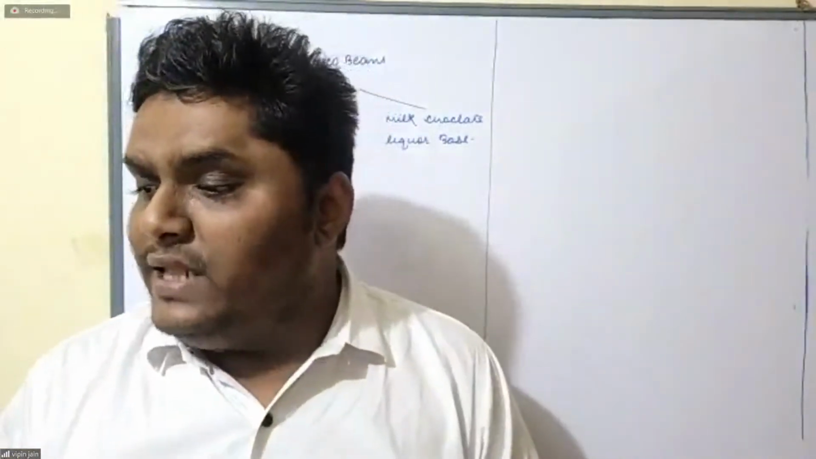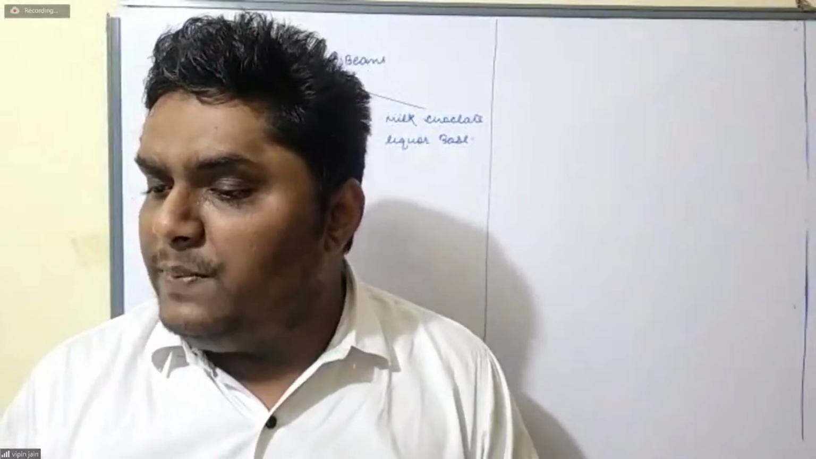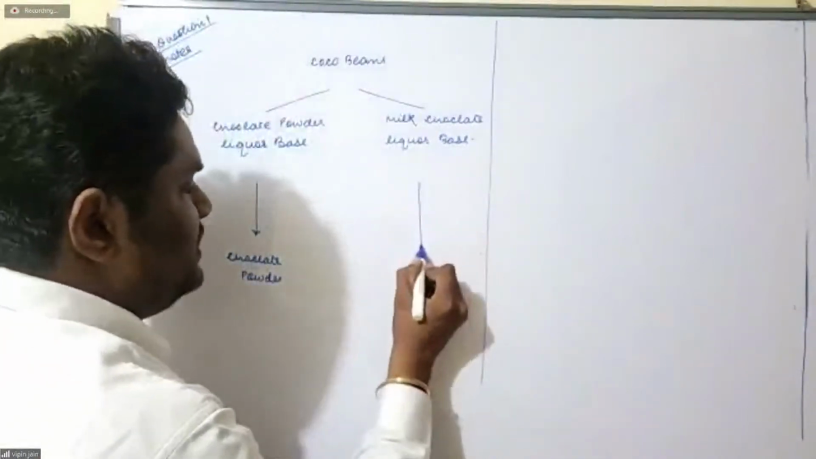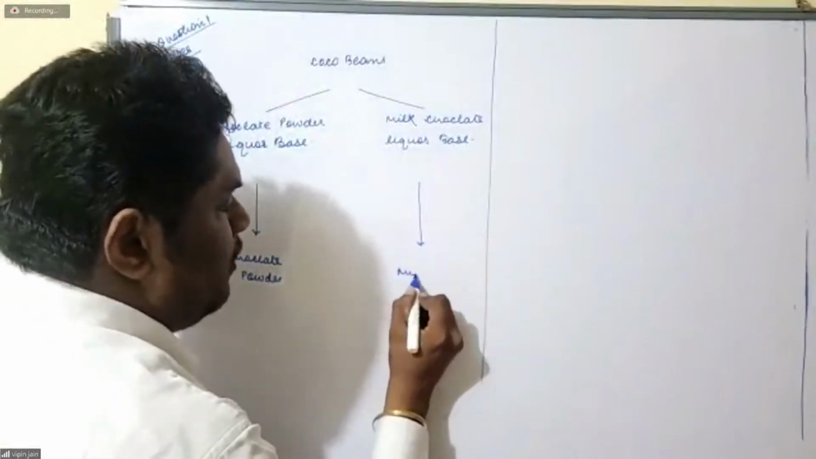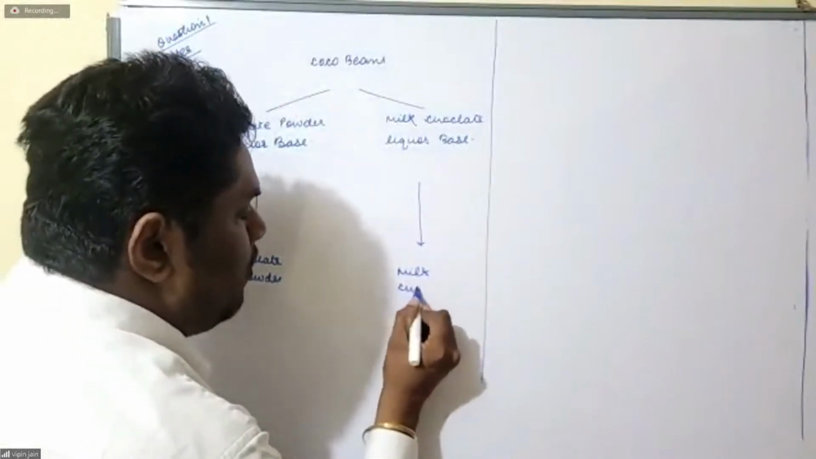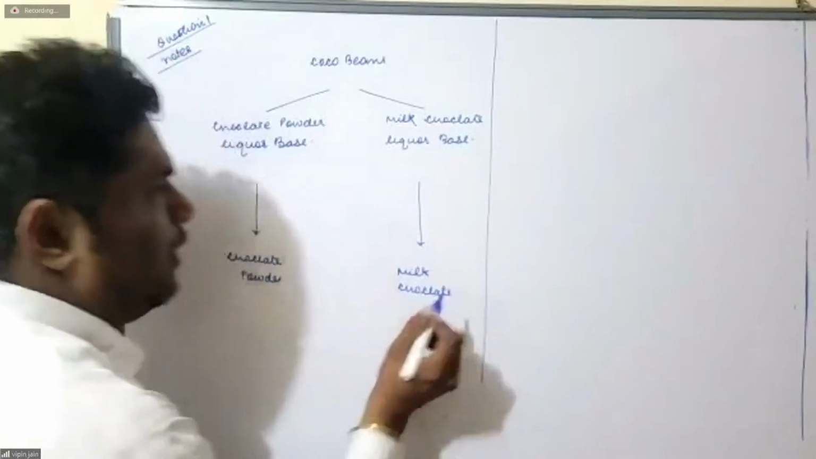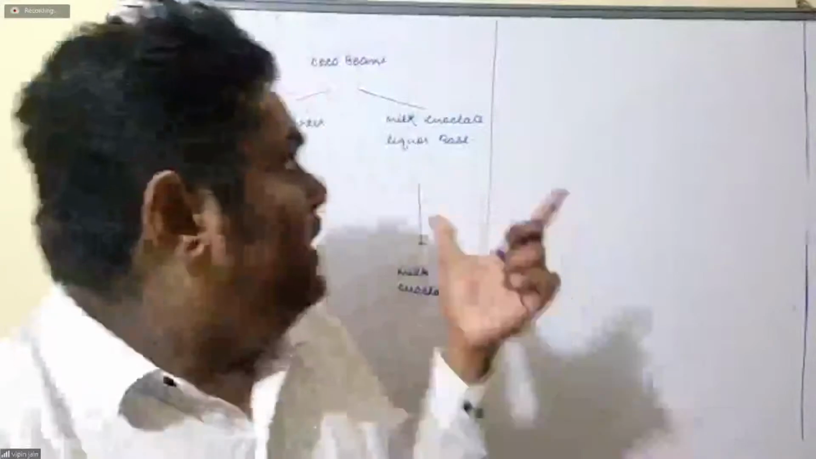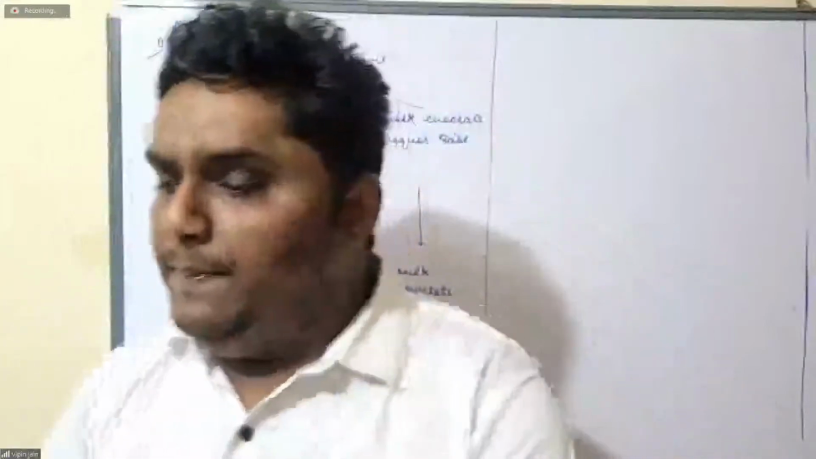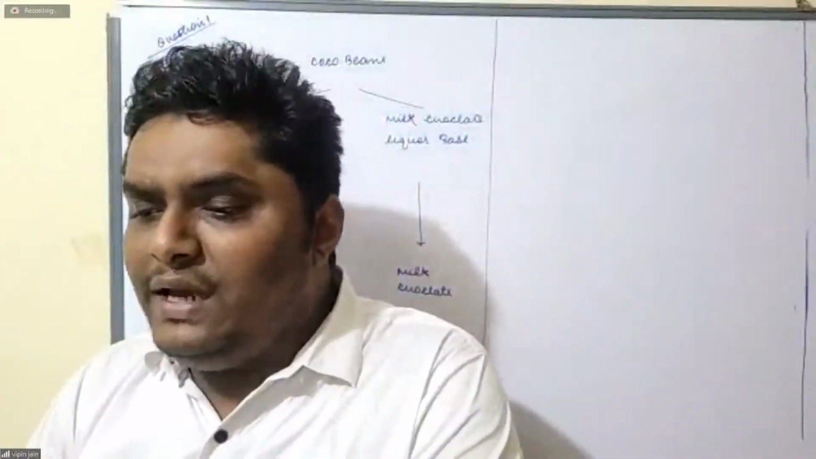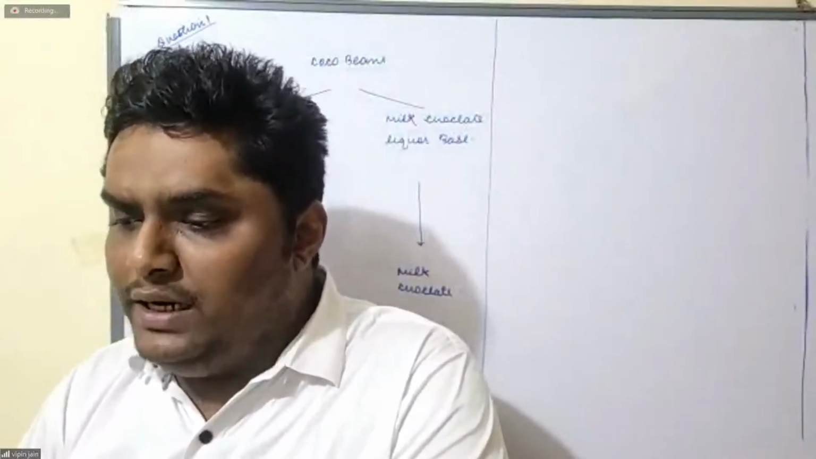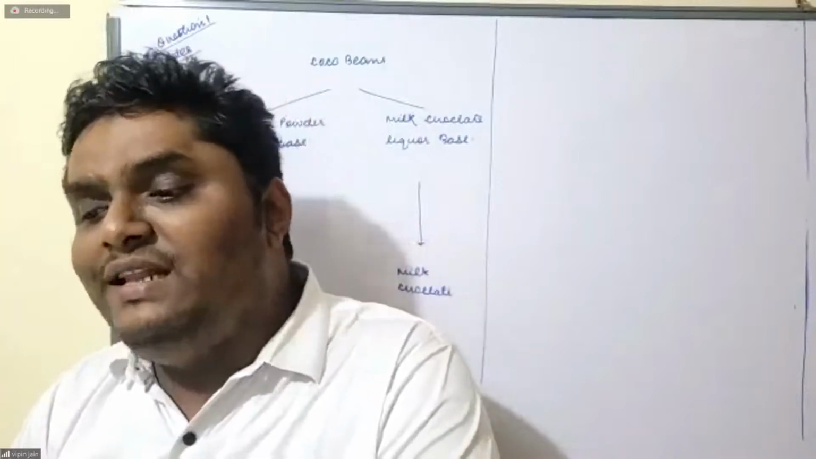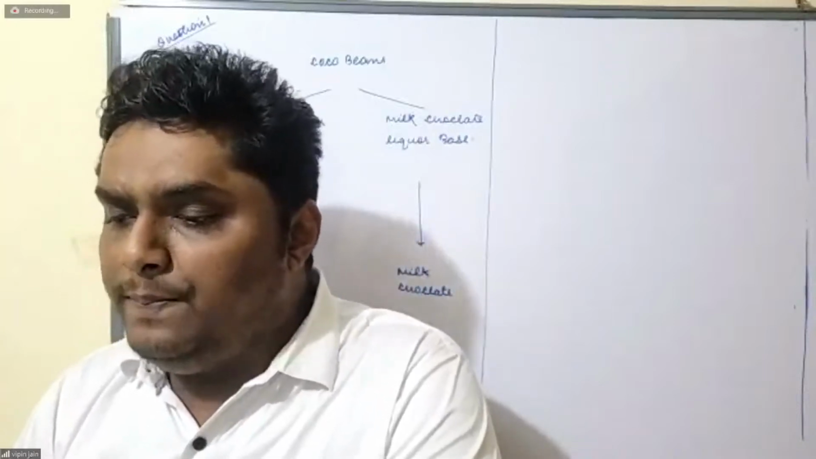And further it is given that the milk chocolate liquor base is further processed into milk chocolate. I am doing nothing but just writing the question in a diagrammatic way. So the milk chocolate liquor base is further processed into milk chocolate, and every 30 gallons of milk chocolate liquor base yield 340 pounds of milk chocolate.